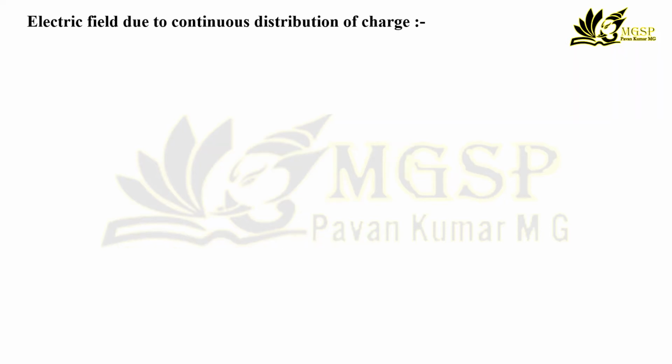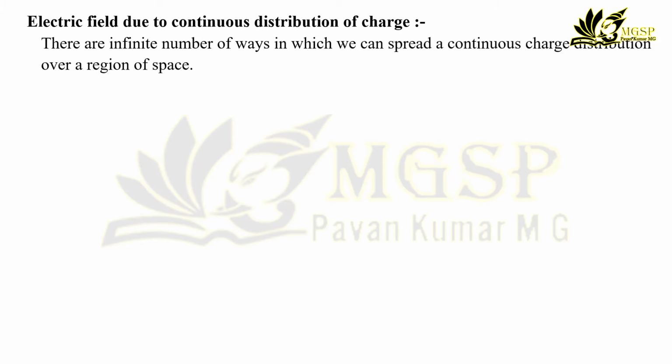Next comes the electric field due to continuous distribution of charges. There are infinite number of ways in which we can spread a continuous charge distribution over a region or a space. Mainly there are three types of distribution. If you consider a different shape, there will be a different mode in which the charges are distributed.